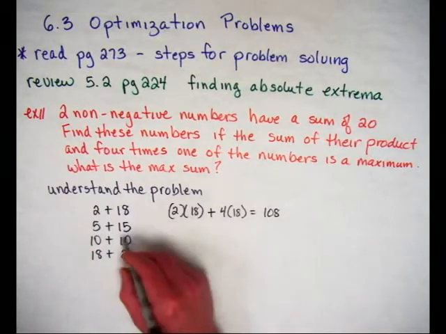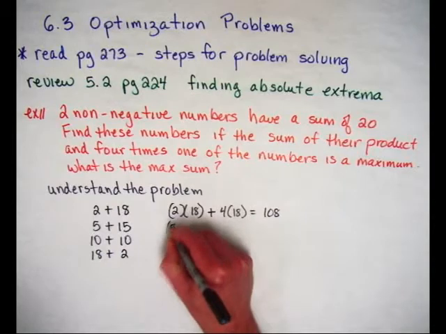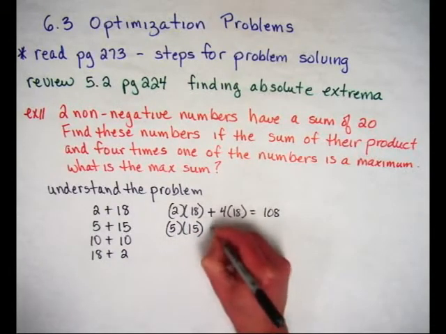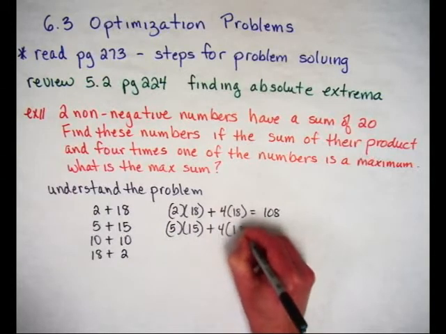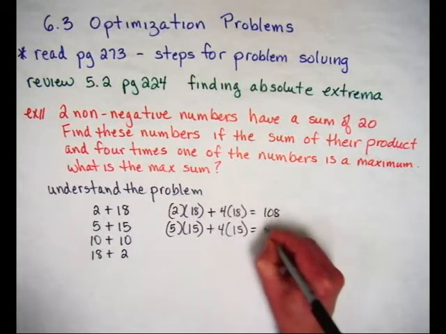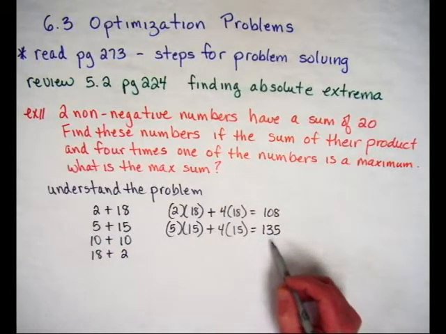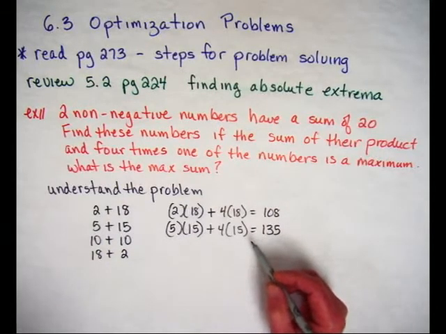So let's try 5 and 15. If we go 5 times 15, so we're multiplying the two numbers together, plus 4 times 15, we get the answer 135. So obviously picking 5 and 15 would be a better choice in this question.